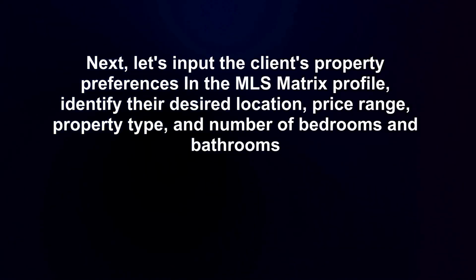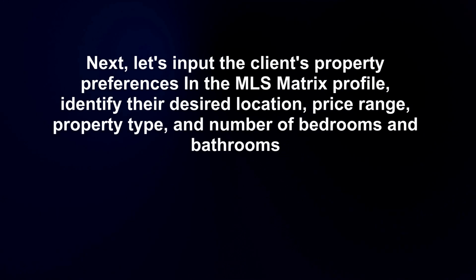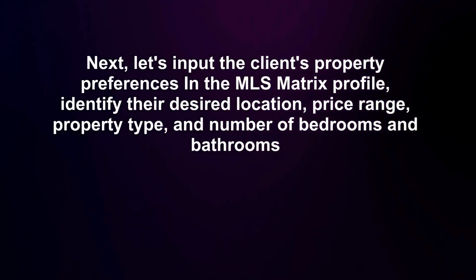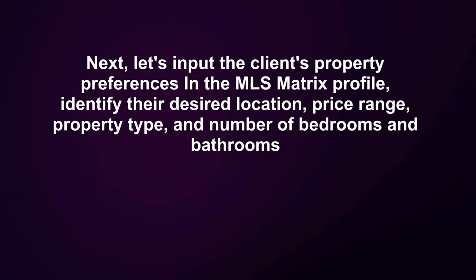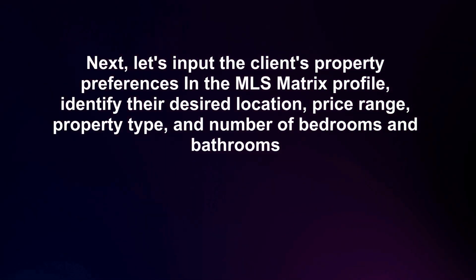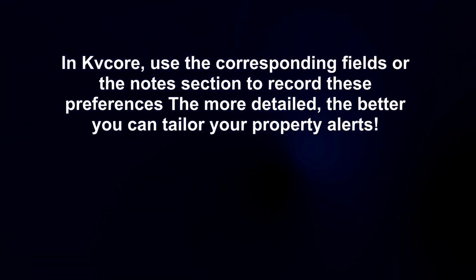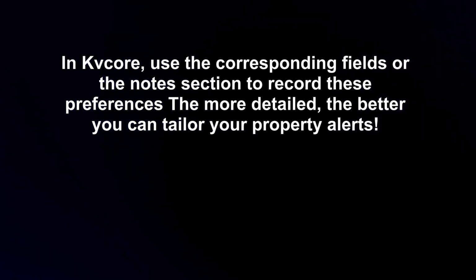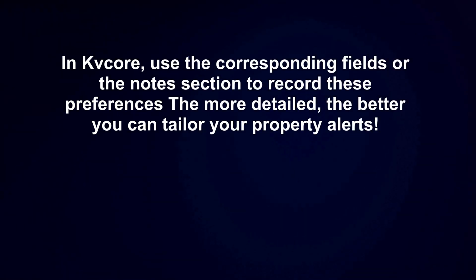Next, let's input the client's property preferences in the MLS Matrix profile. Identify their desired location, price range, property type, and number of bedrooms and bathrooms. In Kvcore, use the corresponding fields or the notes section to record these preferences. The more detailed, the better you can tailor your property alerts.